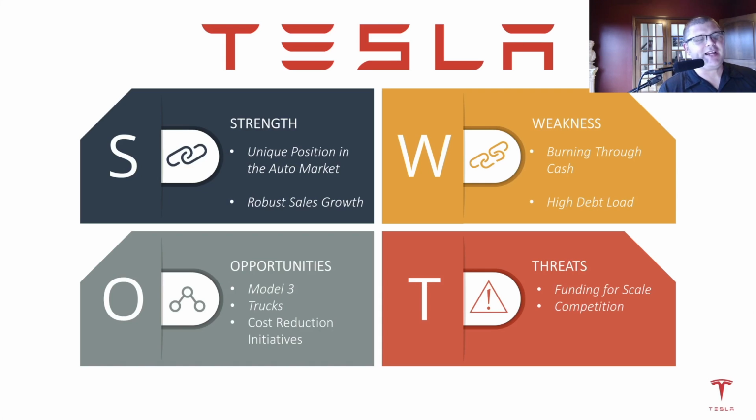So in your top left, you've got strengths: unique position in the auto market with robust sales growth. You've got the opportunities, which is actually the weaknesses. Let's go in the order here. So W, you've got the weaknesses, which are burning through cash and a high debt load. For the opportunities, you've got the Model 3. You've got trucks, the Cybertrucks. You've got cost reduction initiatives. And for threats, you've got funding for scale. You've got competition. There are probably a lot of other threats that you can name in there. But this is just a really quick, high-level example of how you would do a SWOT analysis for a stock.